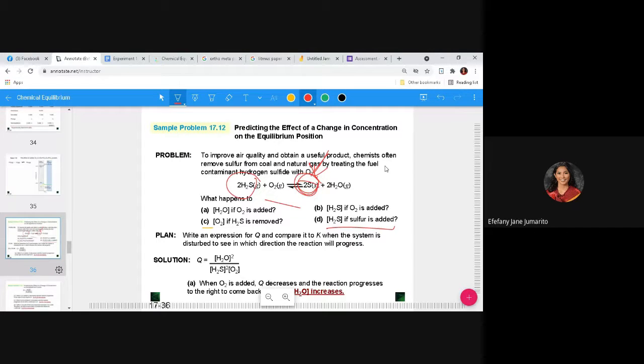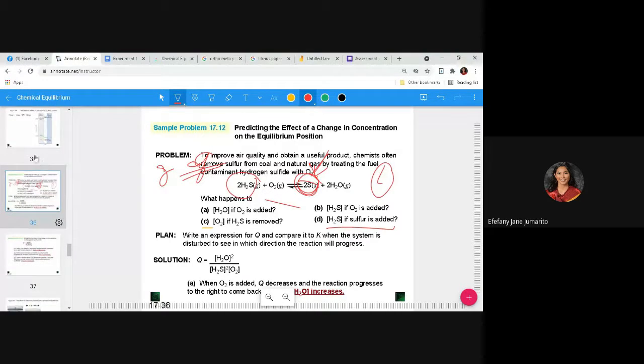Solids, and then we have the liquids. Only gases and aqueous solutions can easily undergo reverse reaction. So that's why we take note only of gases and aqueous solutions. Okay? So that's why it is unchanged, because sulfur is a solid.